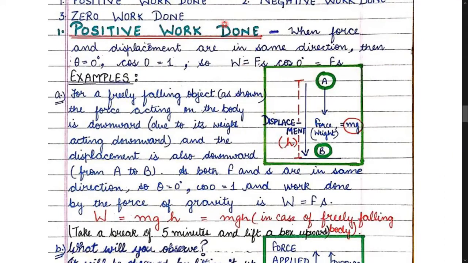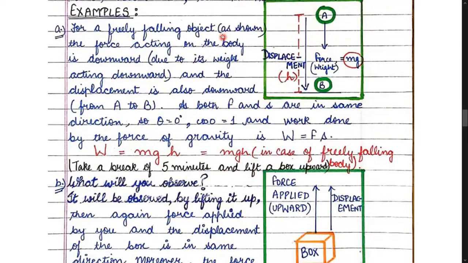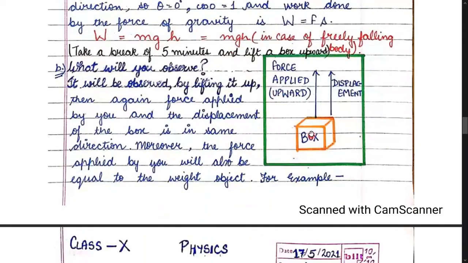So children, take a break of 5 minutes and try to lift a box upward. What will you observe? Suppose you lift a box upward. So the force applied by you is also upward, and displacement is also in an upward direction. So what is this? This is an example of positive work done. Very good.